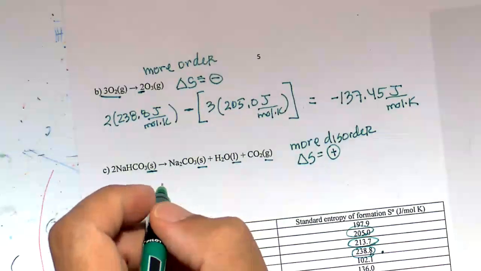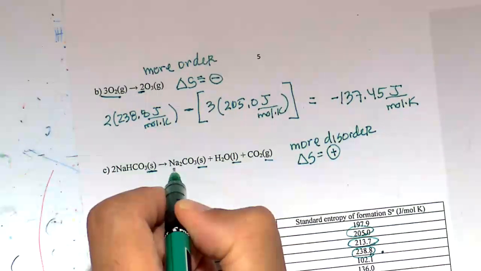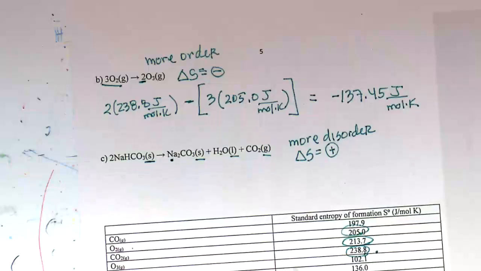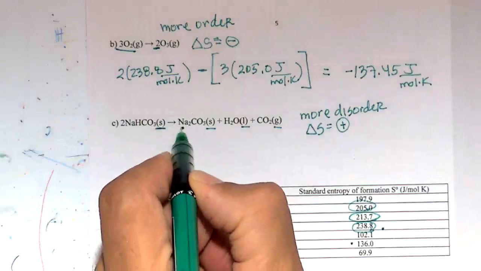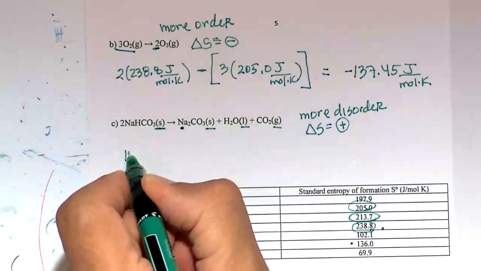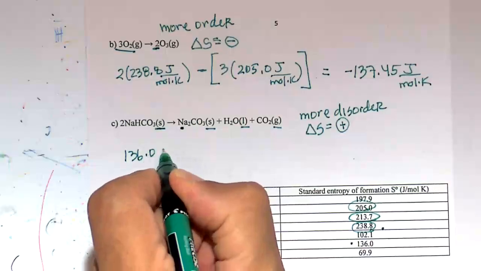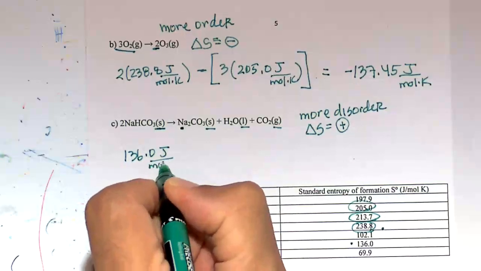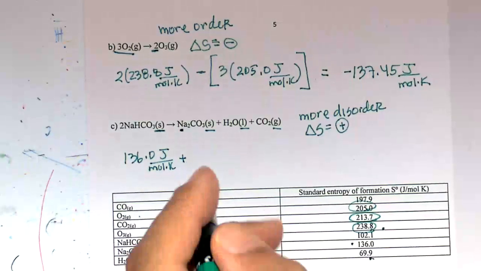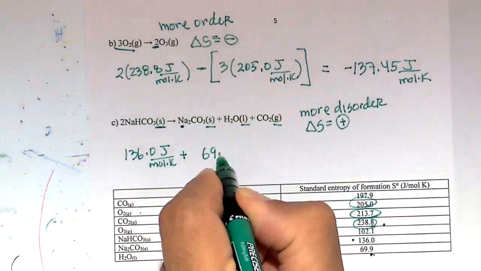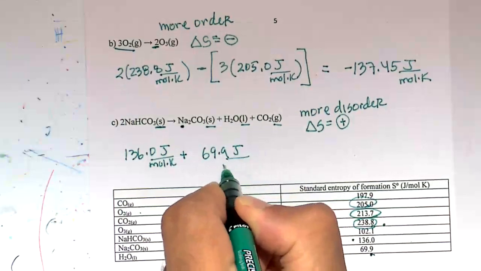Okay. So here we have 3 products. We'll do Na2CO3, which is 136, and that's for 1 mole. And how many moles do we have? 1. Okay, H2O liquid, 69.9, that's for 1 mole. How many moles do we have? 1.